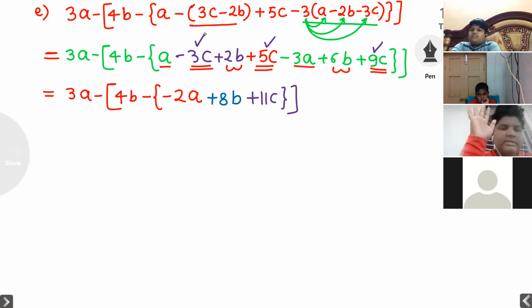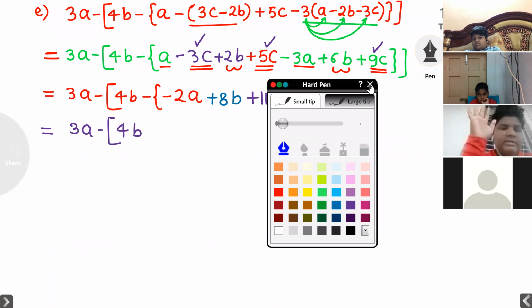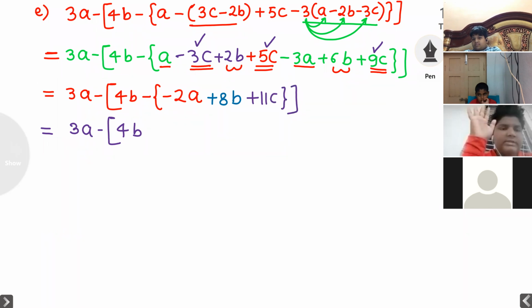Now I have to open curly brackets. Before curly bracket, what is there? Minus is there. It means all sign will change. Whatever first term is there, I will write as it is, minus as it is, large bracket as it is, 4B as it is. Now I have to change all sign. All sign will change. What can we write here? Minus into minus plus 2A minus 8B minus 11C.